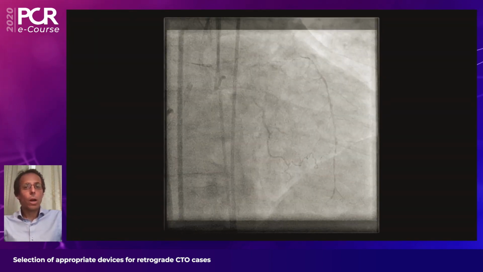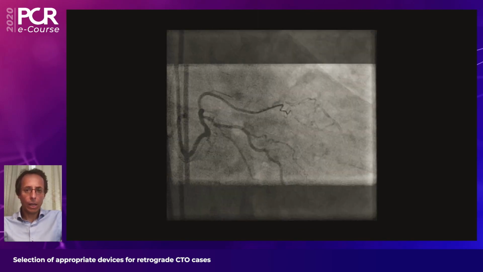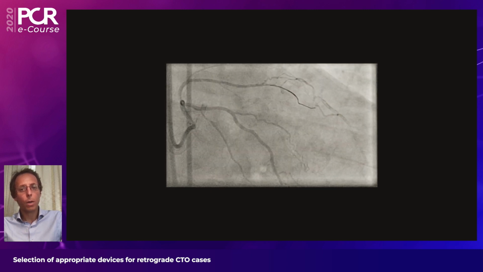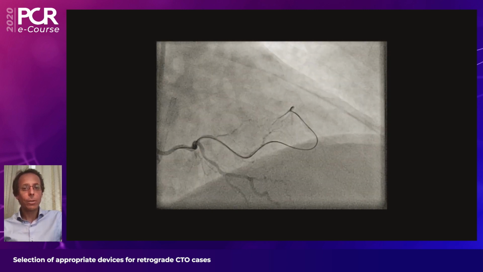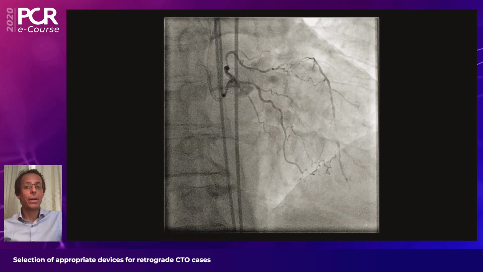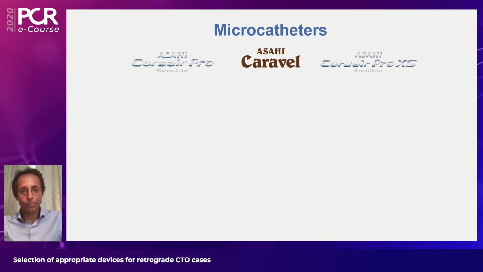And here a little bit more advanced, let's say very, very tortuous collateral connections to the LAD from the conus branches, and still here you can atraumatically wire these epicardial connections to set up for a retrograde marker wire and finish the case here in a patient with renal failure.